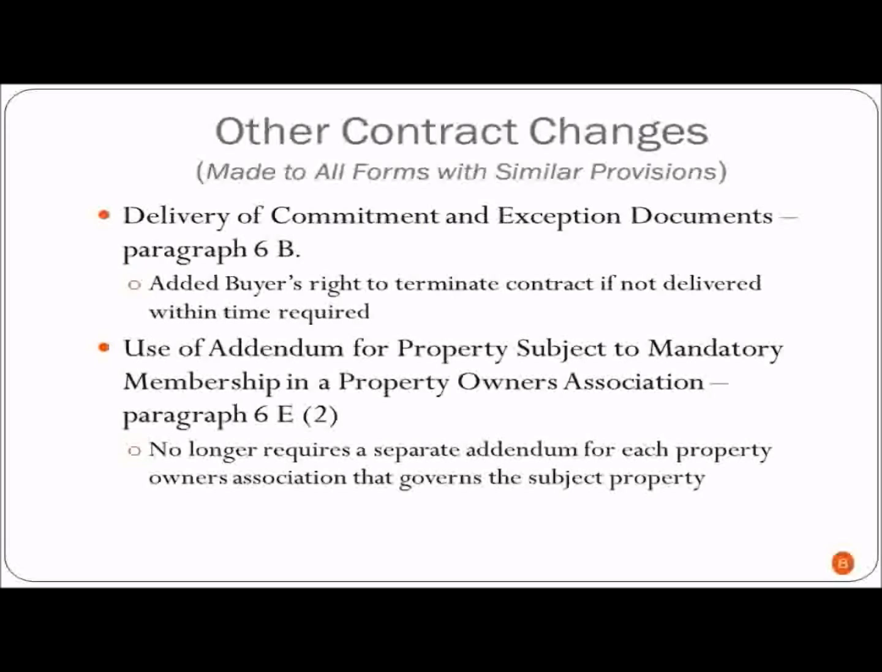If you will look on paragraph 6E2, the last sentence of 6E2, it says, if buyer is concerned about these matters, the TREC promulgated addendum for property subject to mandatory membership in a property owners association should be used. We used to have language saying for each association. Now we are saying you can use one addendum covering multiple associations.